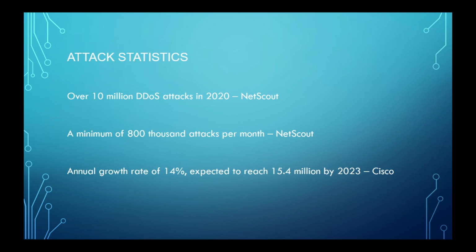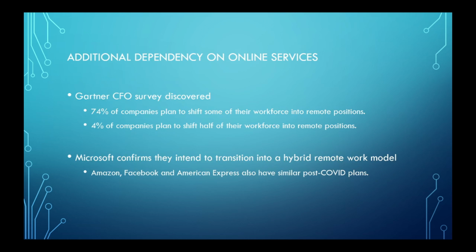This is supported by Cisco's report that they expect these types of attacks to grow by 14% to around 15 million by 2023. The recent Gartner CFO survey discovered that 74% of companies plan to shift some of their workforce into remote positions, while 4% of companies plan to shift over half of their workforce into remote positions post-COVID. These companies include Microsoft, Amazon, Facebook, American Express. This will mean that online dependencies on services and assets will increase alongside the growth in DDoS attacks, making them more impactful, more harmful to online businesses across the world.